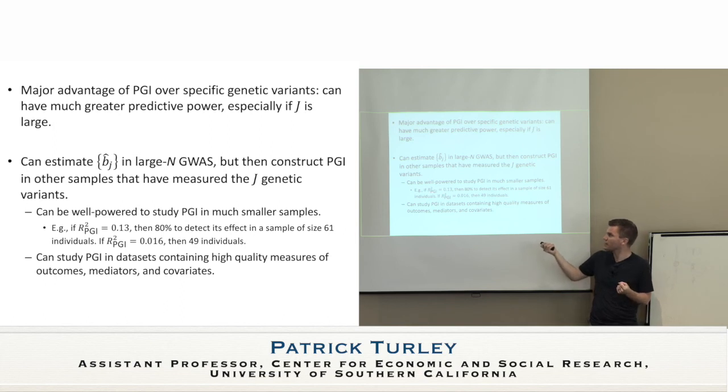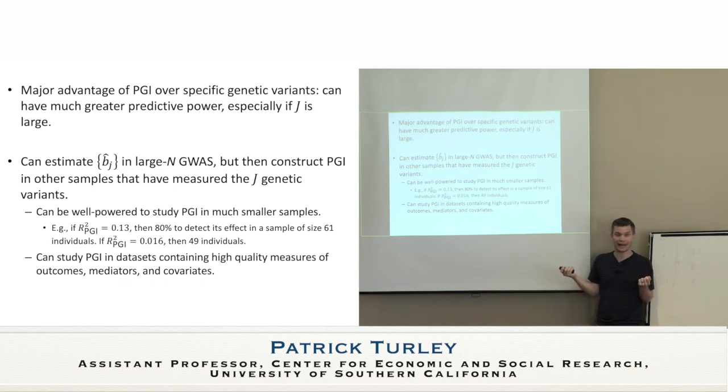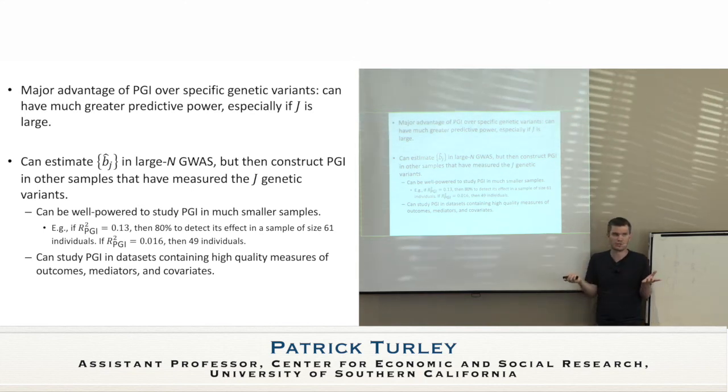I have some calculations here. If the R-squared of the PGI is 13%, which is what we see in the Health and Retirement Study for the education GWAS, then we'll have 80% power to detect the effect of the PGI in a sample of just 61 people. So it's getting to be pretty small data sets. This should be 16%, like 0.16 and not 0.016. If the predictive power is 16%, which is what we see in AdHealth, then we only need 49 individuals to have 80% power. So we can now start using this in pretty small subsamples and start detecting the effect there using current PGIs.